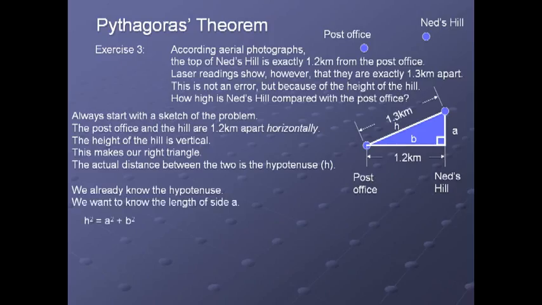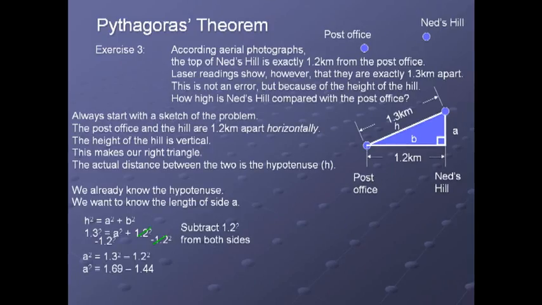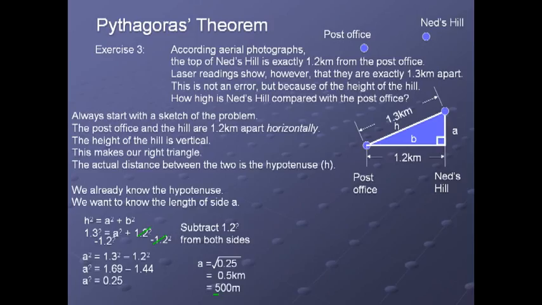H squared equals A squared plus B squared, so 1.3 squared equals A squared plus 1.2 squared. Since we want to know A squared, subtract 1.2 squared from both sides. A squared equals 1.3 squared minus 1.2 squared, so A squared equals 1.69 minus 1.44. A squared equals 0.25. A equals the square root of 0.25 equals 0.5 kilometres, or 500 metres.